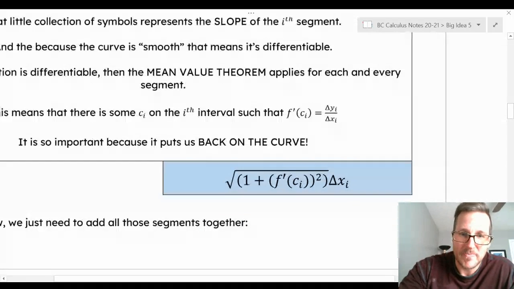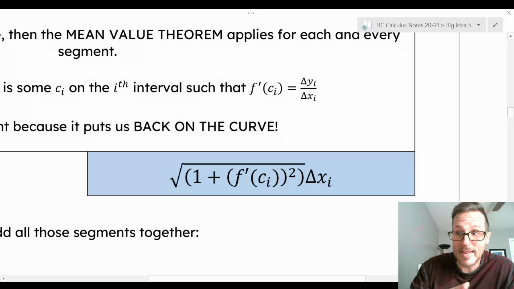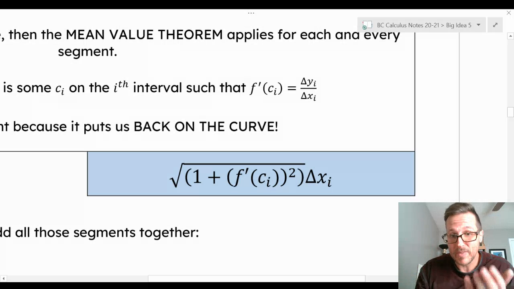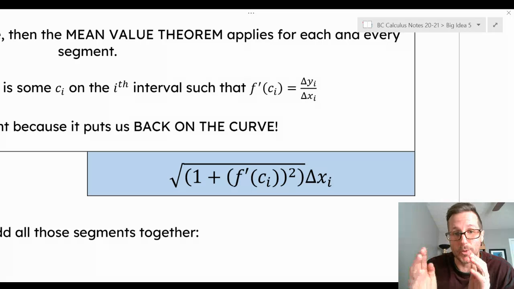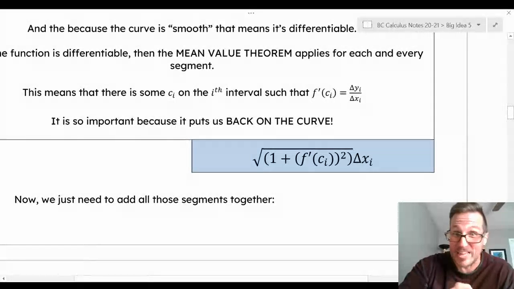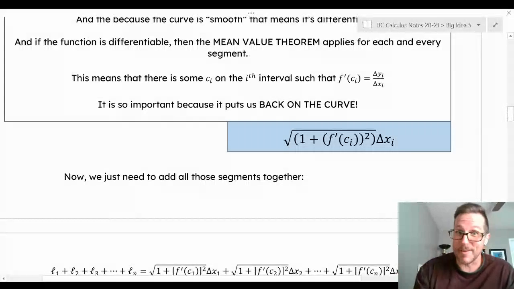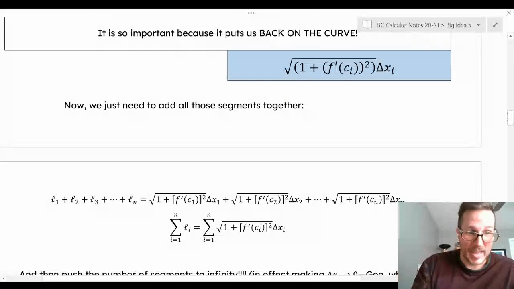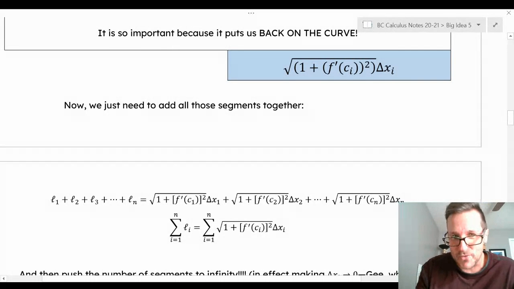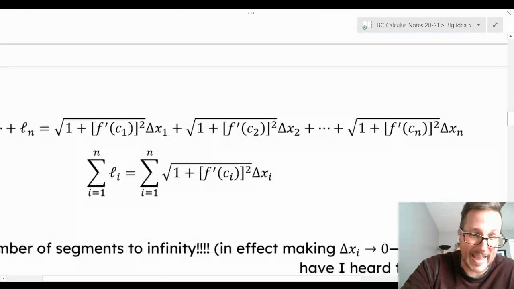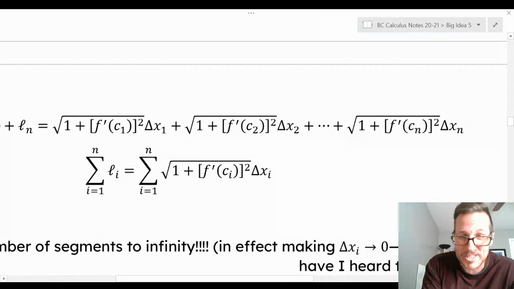That allows us to say that the length of the ith segment is the square root of 1 plus the derivative of f at some c sub i squared, times delta x sub i. Now, you can feel it, if you've been paying attention in class. You can feel what's coming. We're going to add the segments together. So the length 1 plus length 2 plus length 3 plus all of them, and then we can fill out these formulas here. We can rewrite that as a sum using summation notation.